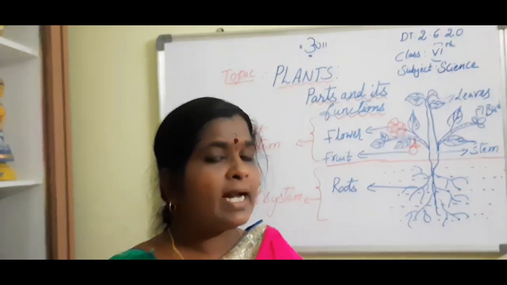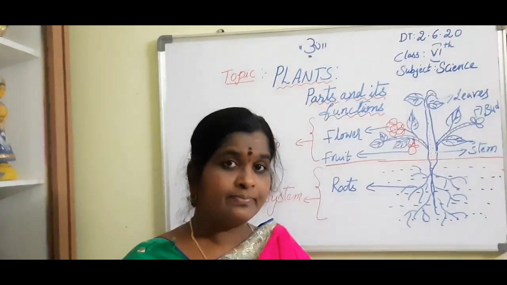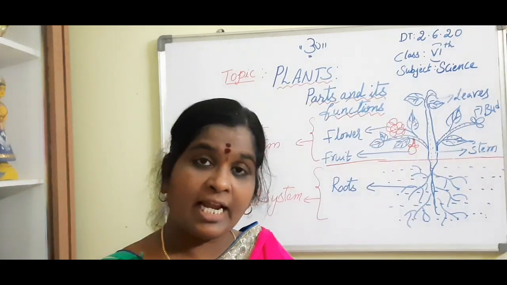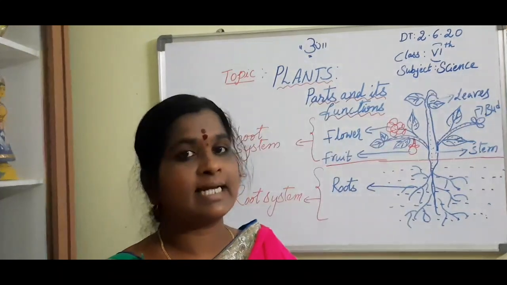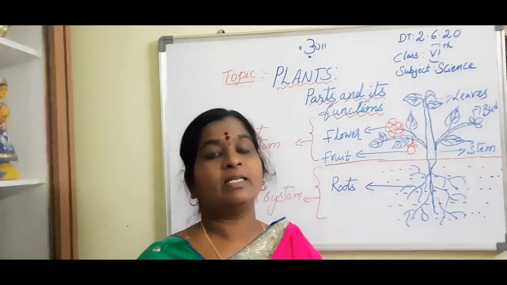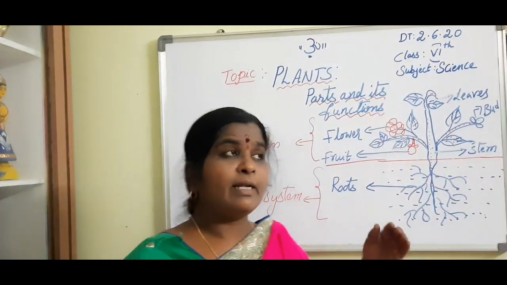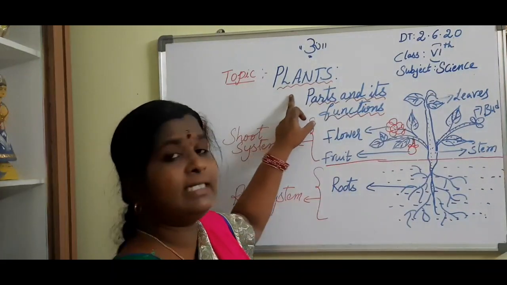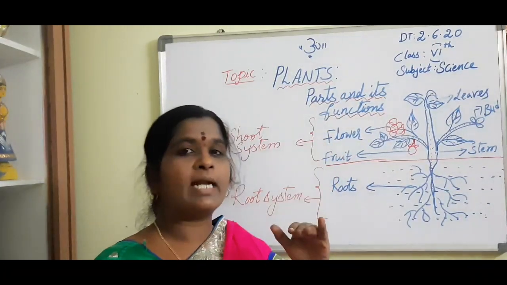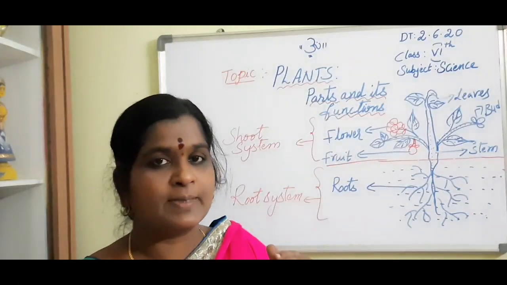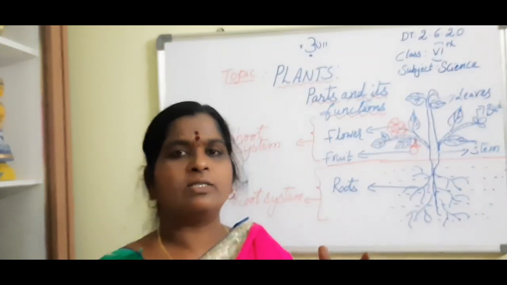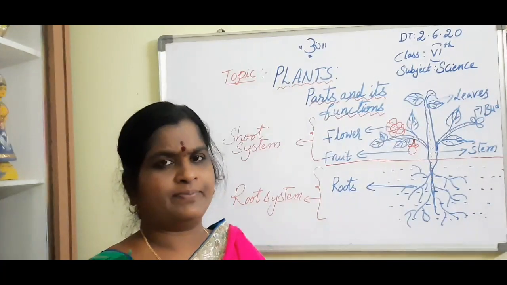Are all the plants and the trees the same? No. They are different in shape, size and structure. There is great variation in that. That means trees are different and there are small plants too, that is herbs, shrubs, creepers, climbers. So many types of plants are there.